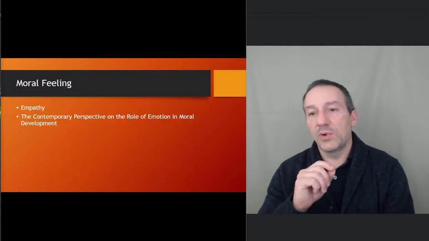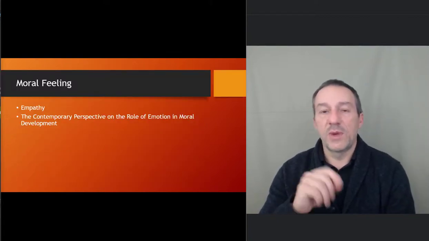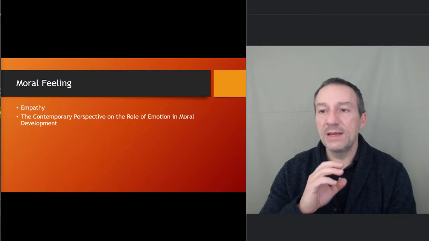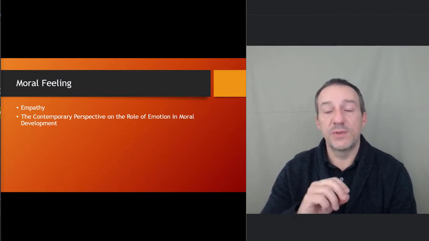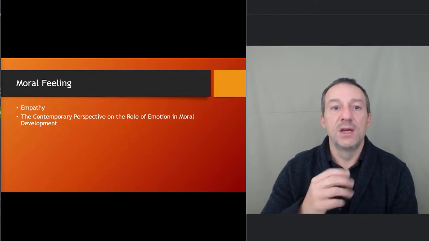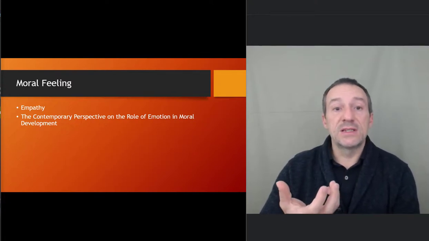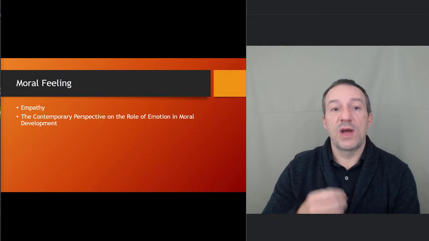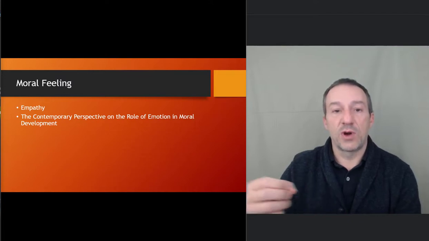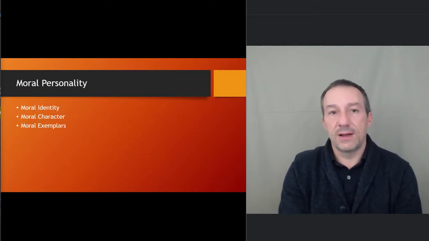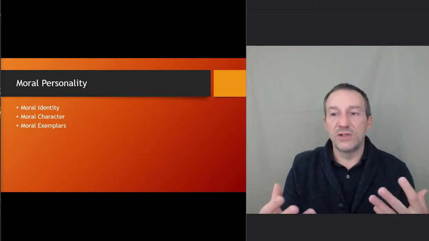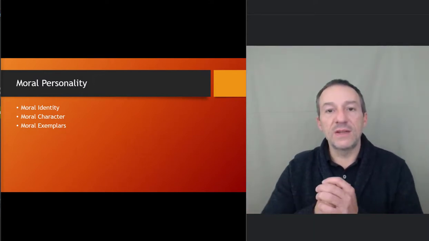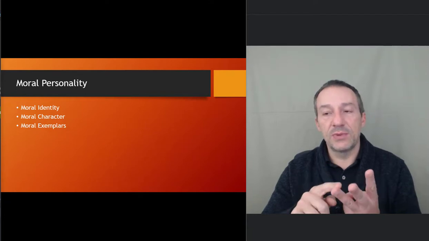On the contemporary perspective of the role of emotion in moral development, many contemporary developmentalists believe both positive and negative feelings contribute to children's moral development. When strongly experienced, emotions influence children to act in accord with the standards of right and wrong. On moral personality, these are thoughts, behavior, and feelings that can all be involved in an individual's moral personality. They talk about identity, character, and exemplars.